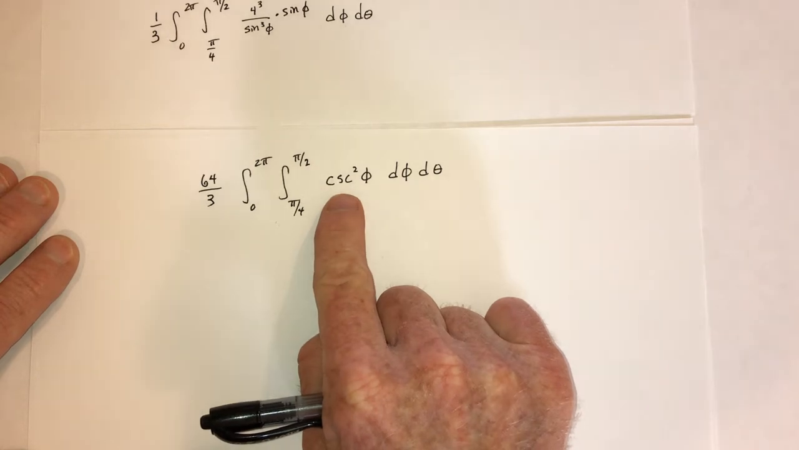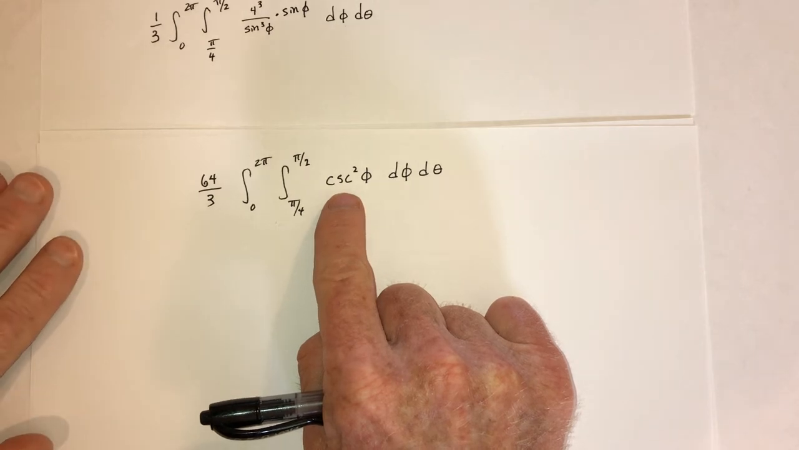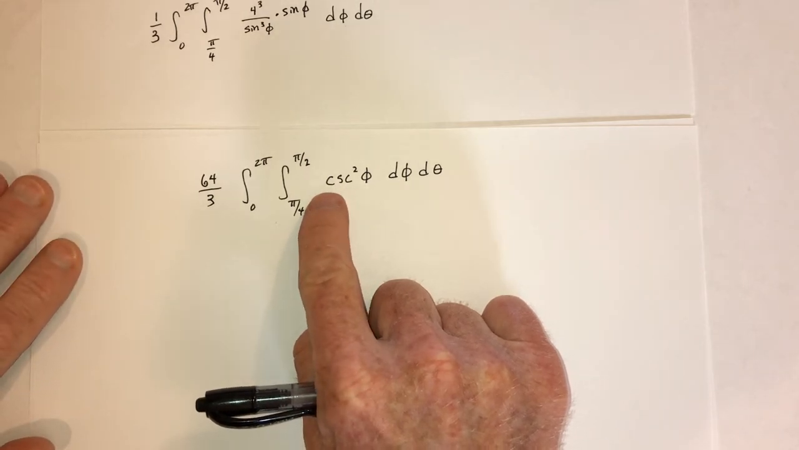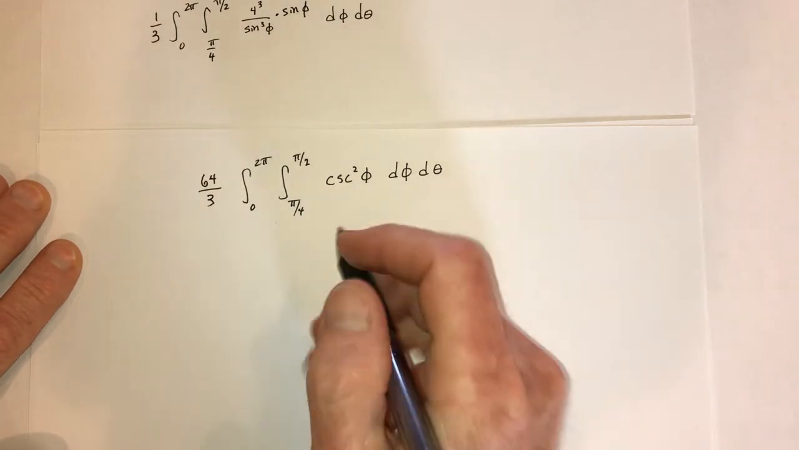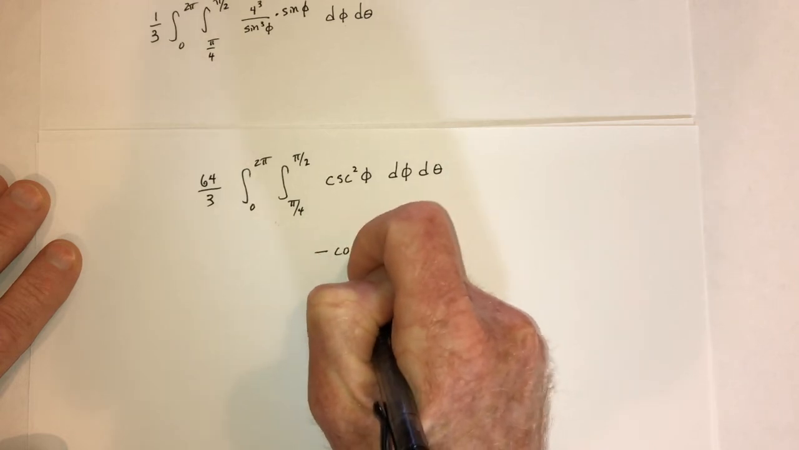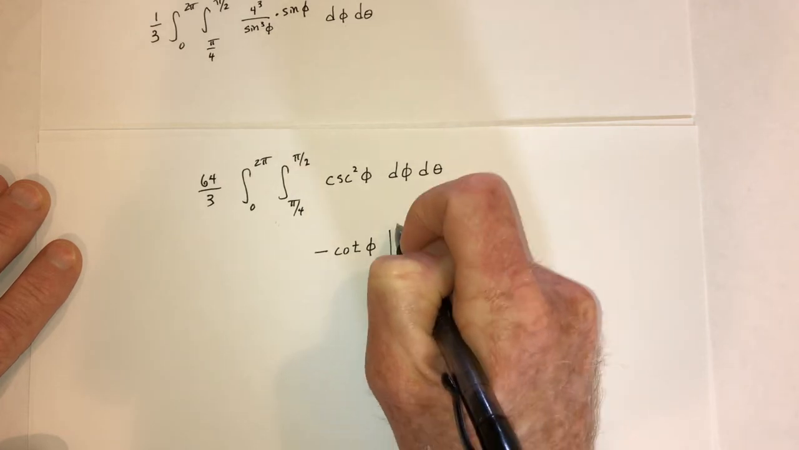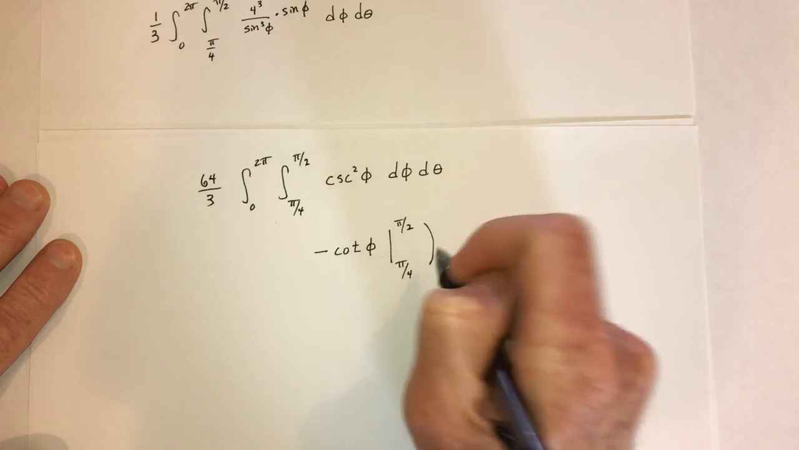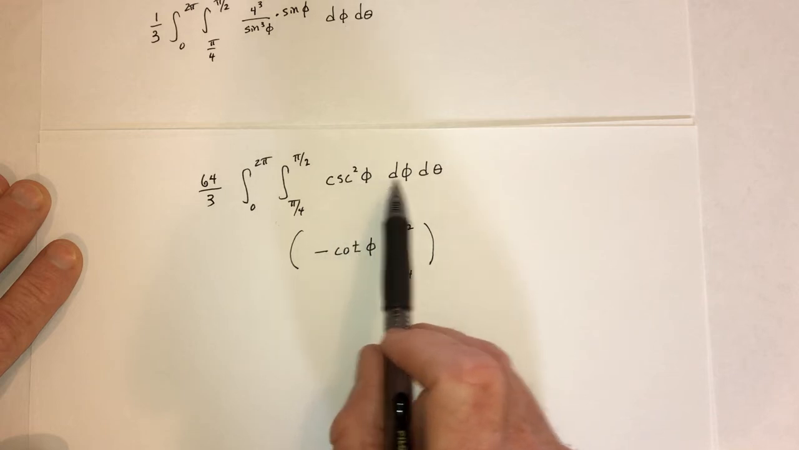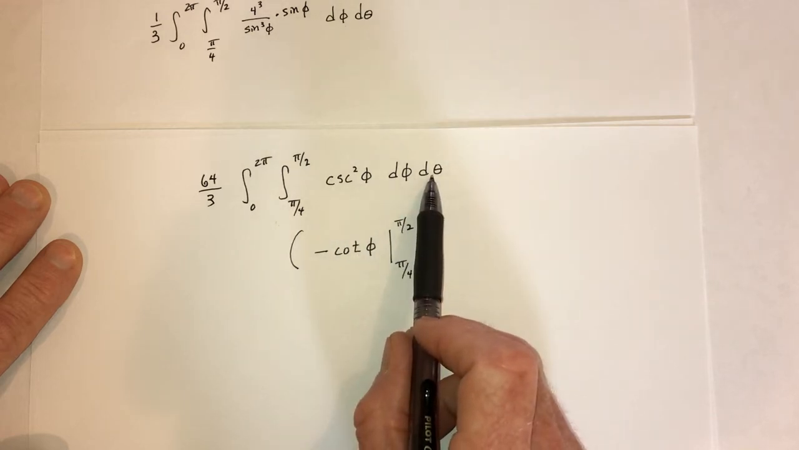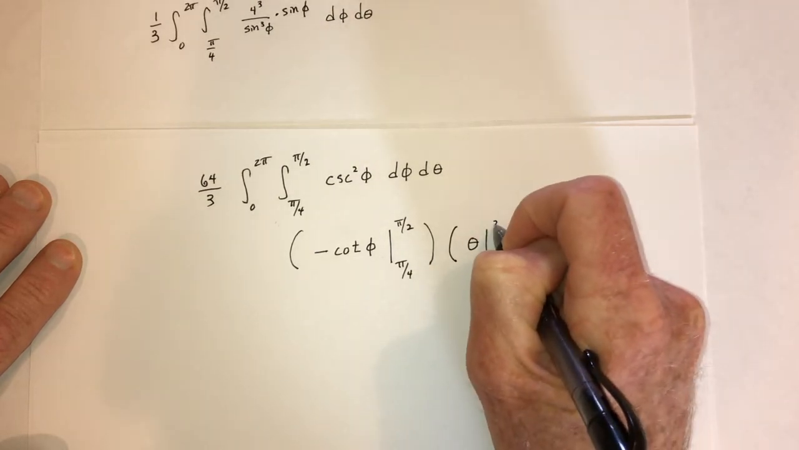And then what's the antiderivative for cosecant squared? Well, the derivative of tangent is secant squared. The derivative of cotangent is cosecant squared with a negative sign. So the antiderivative is negative cotangent. And then that gets evaluated from pi over 4 to pi over 2. And now that there's no theta stuff left in here, we could go ahead and do the d theta separately. The antiderivative of d theta will be theta. That needs to be evaluated from 0 to 2 pi.